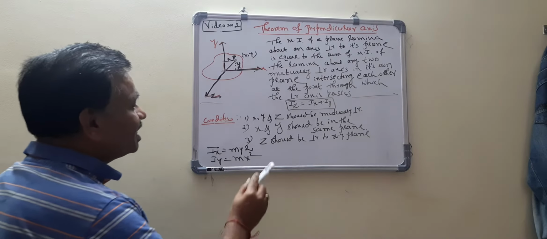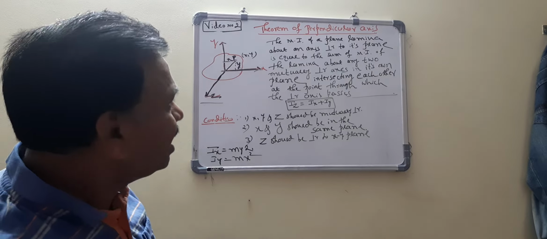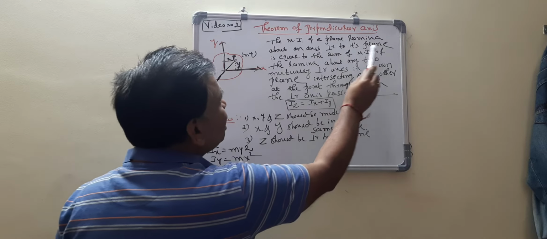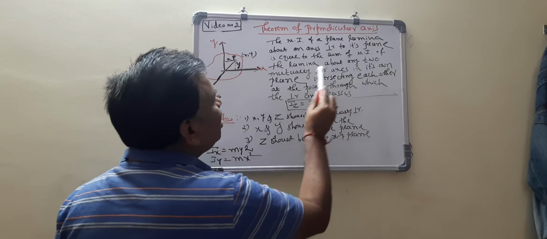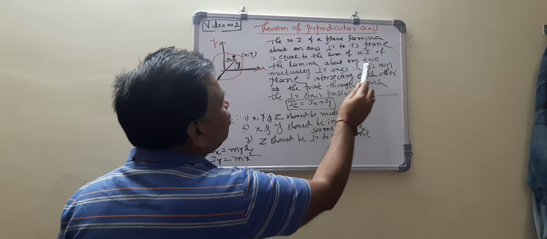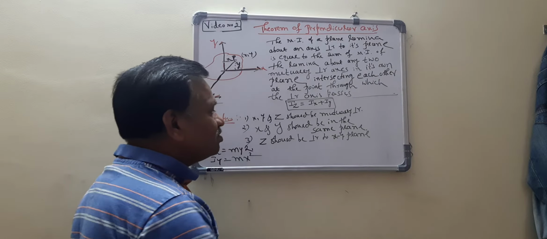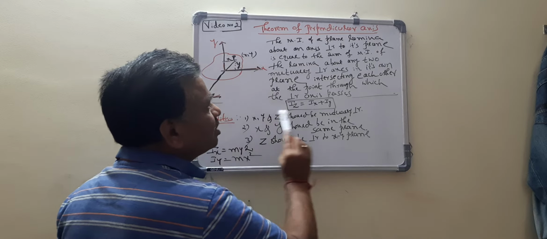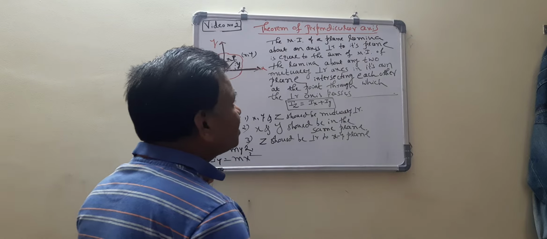Now you can read it. The moment of inertia of the plane lamina about an axis perpendicular to its plane is equal to the sum of the moment of inertia of the lamina about any two mutually perpendicular axes. Mutually perpendicular means X and Y in its own plane. Important. Intersecting each other.